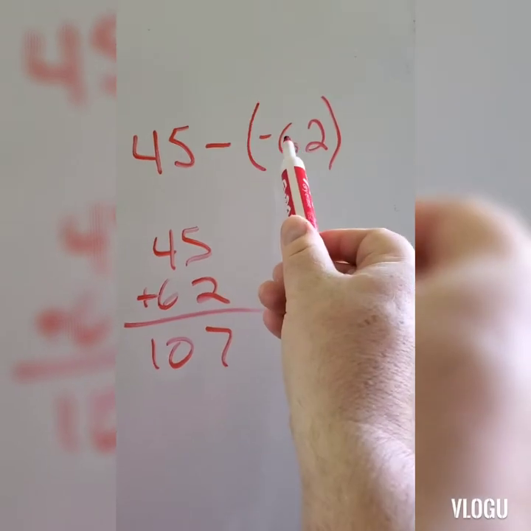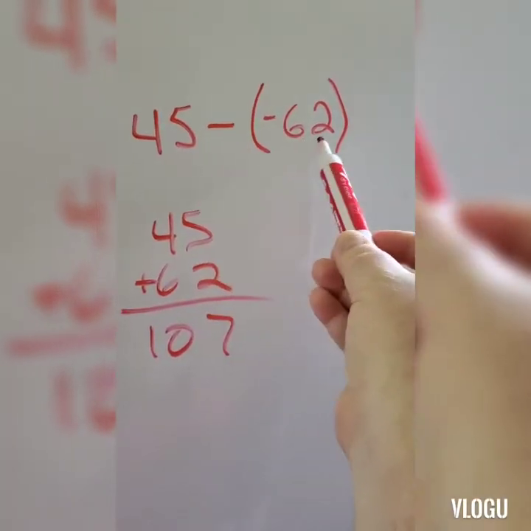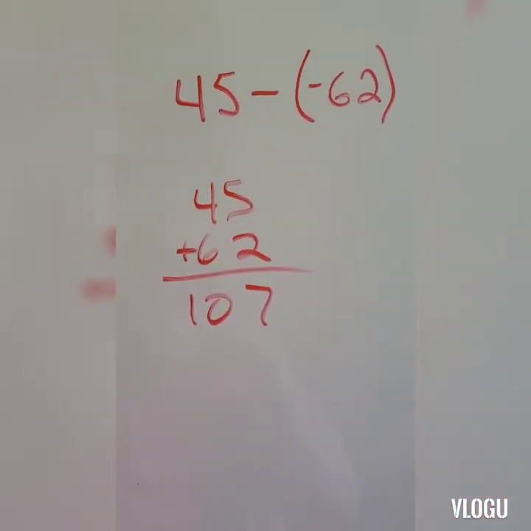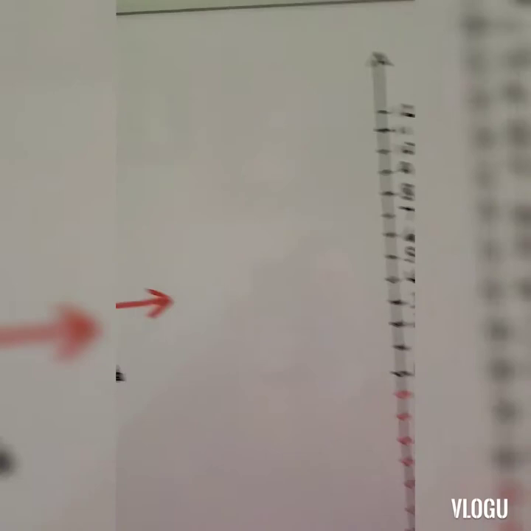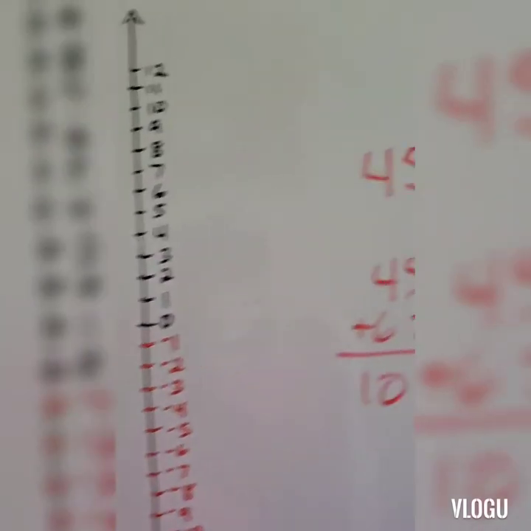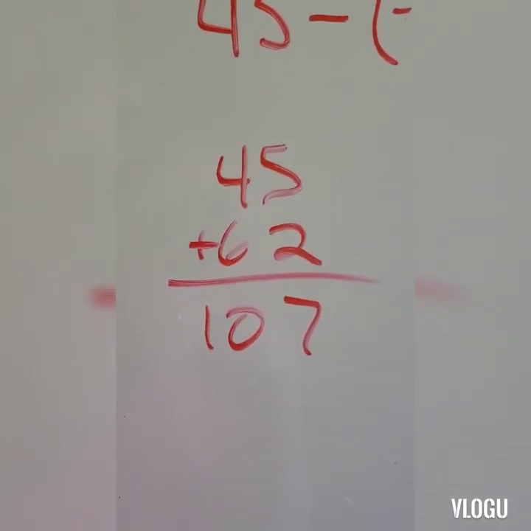45, taking away a negative, which makes it go up or increase. 45 plus 62, 107. That's how we can use this concept to figure out our direction, to figure out what operation we use to get our answer.